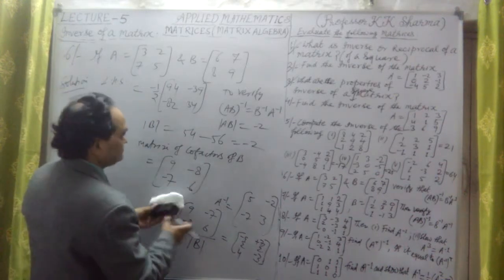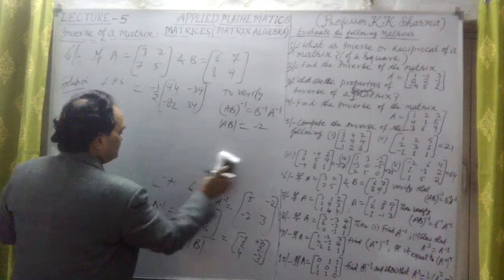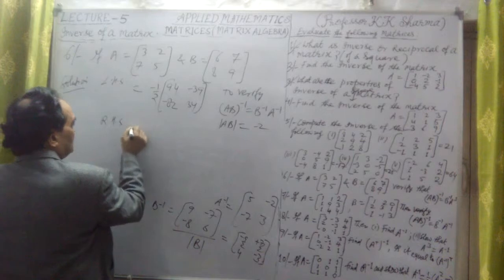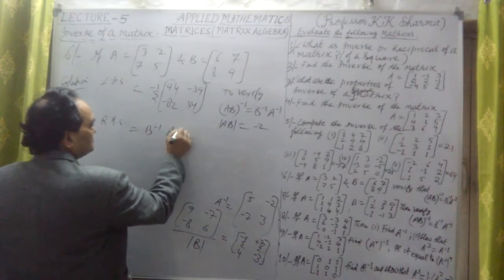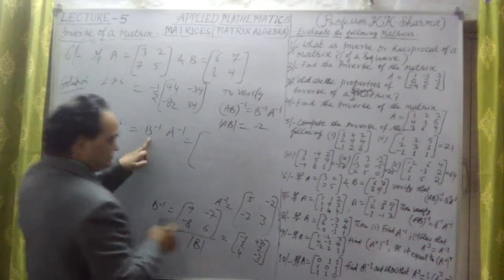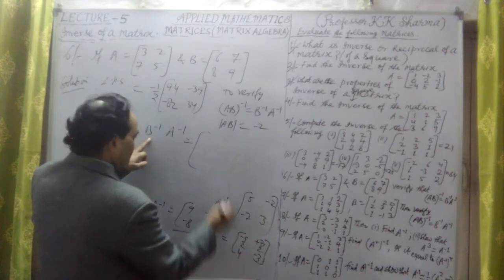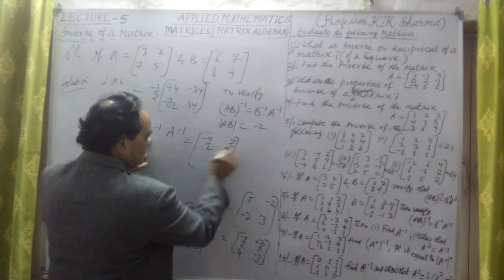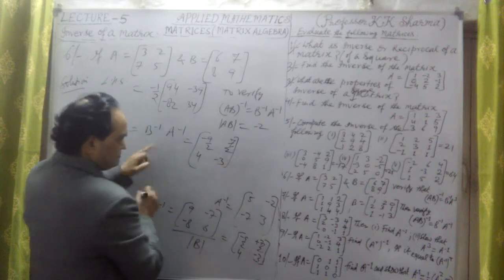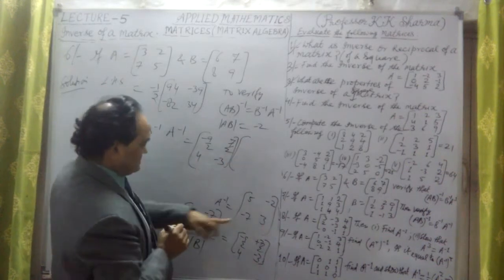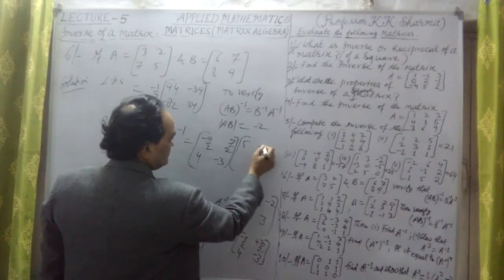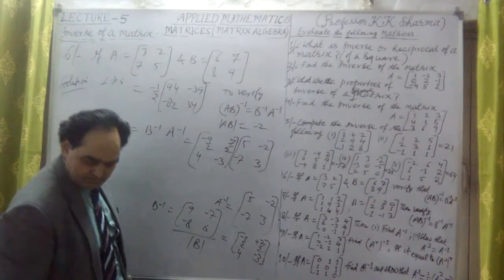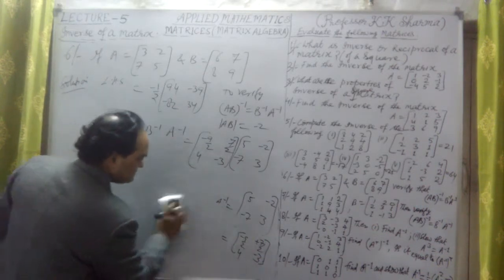Multiplying A inverse and B inverse. So B inverse into A inverse, therefore the right hand side. The right hand side is B inverse into A inverse, where B inverse is this value, minus 9/2, 7/2, 4 and minus 3, into A inverse. A inverse is this value, 5, minus 2, minus 7 and 3. Let me multiply them.